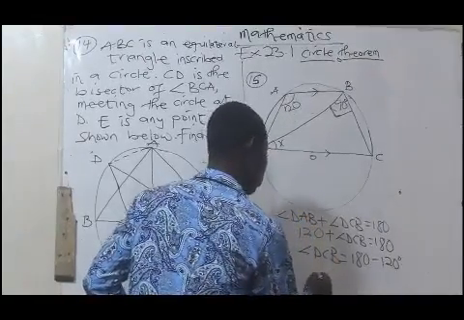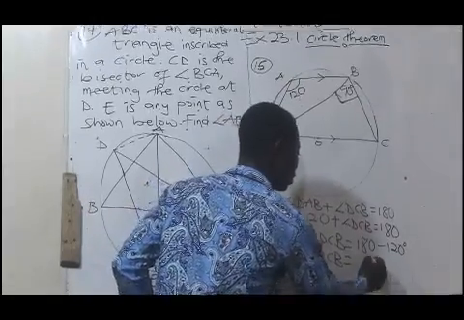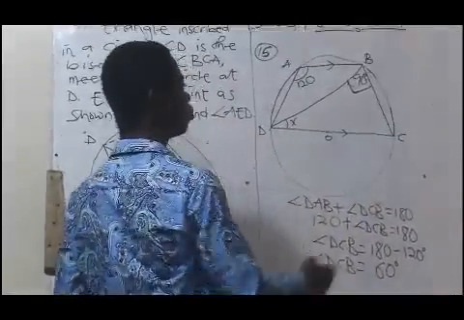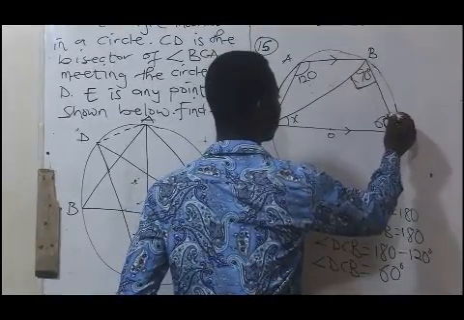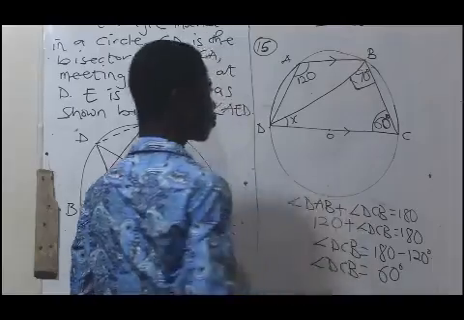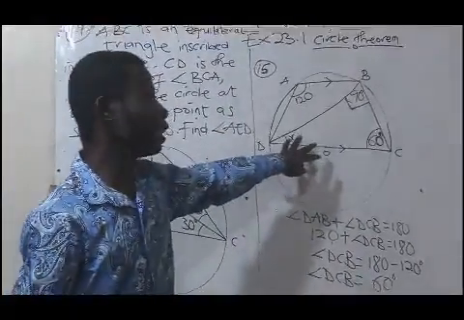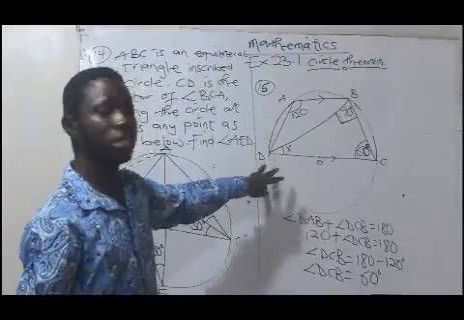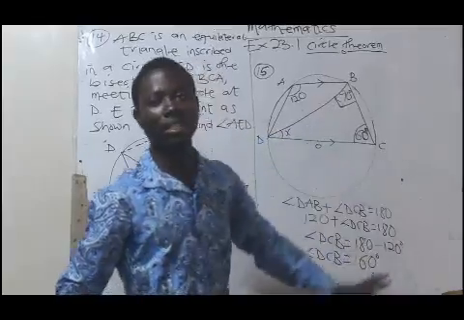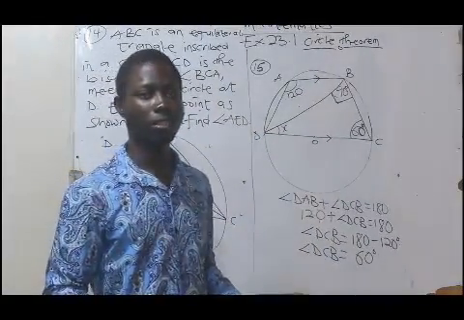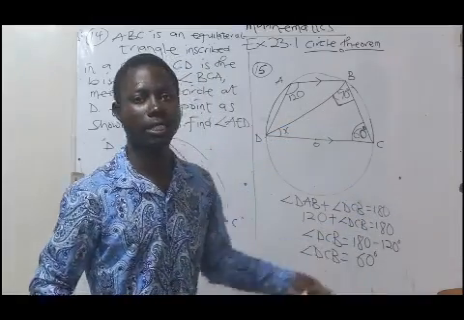So we have what? Angle BCD gives us 60 degrees. Now it becomes very easy for us to find our variable x, because x is found in the triangle DBC, and in this triangle two of its angles have been attained. So we just have to sum up all these angles and equate it to 180 degrees.